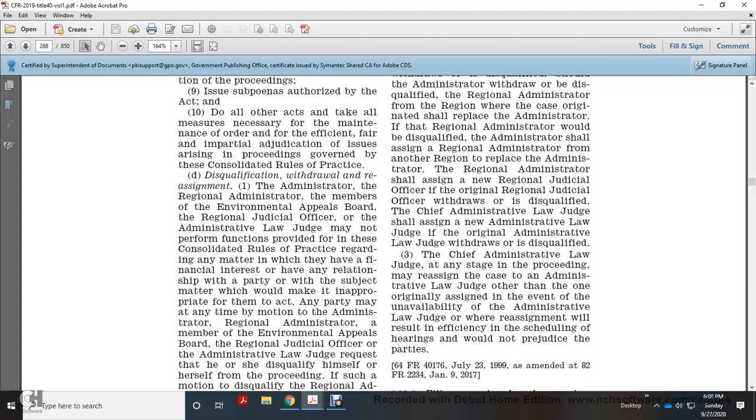If the Chief Administrative Law Judge is unavailable, the proceeding may be reassigned to another Administrative Law Judge. The reassignment will result in efficiency in the scheduling of hearings and would not prejudice the parties.